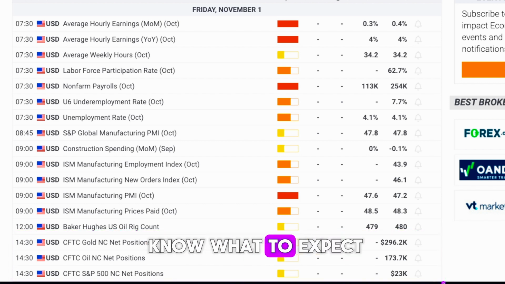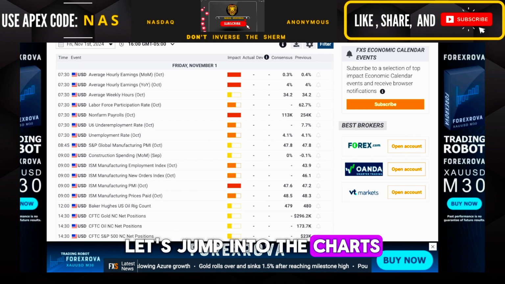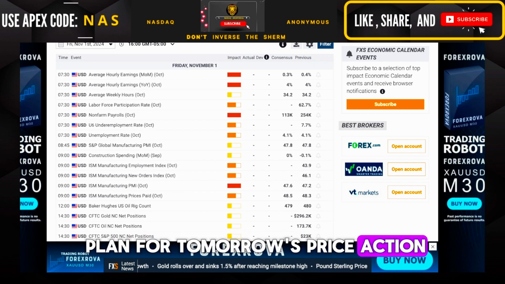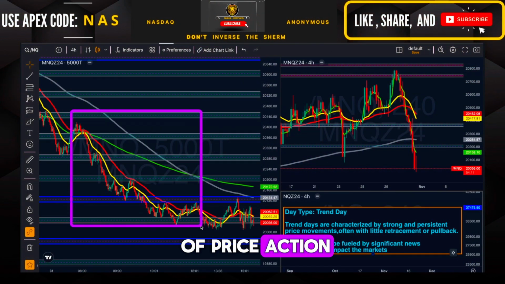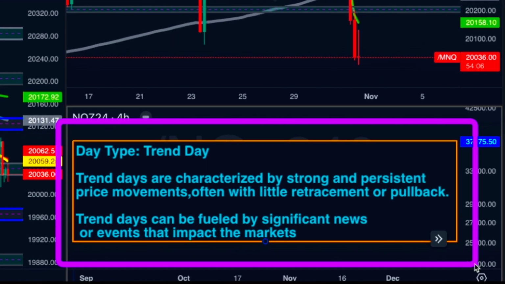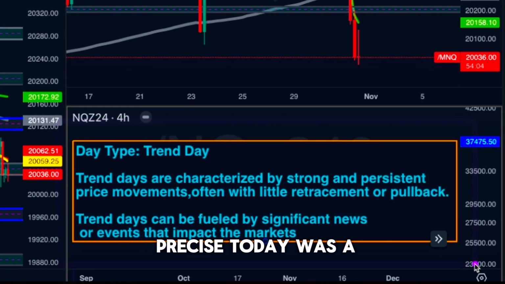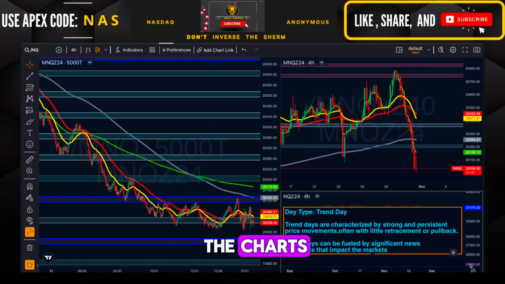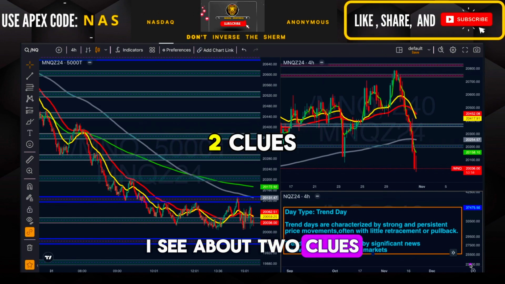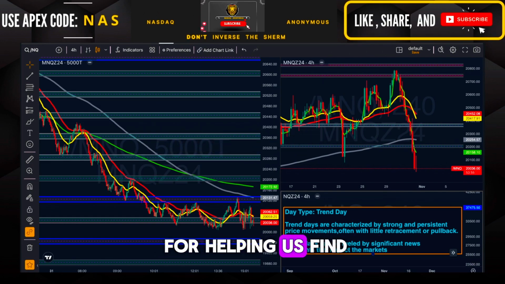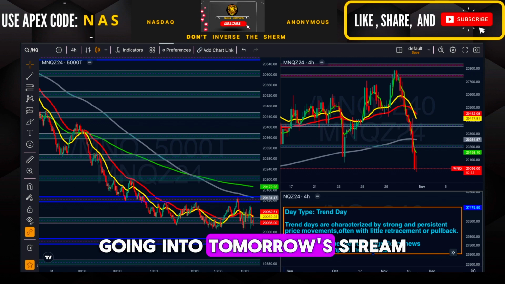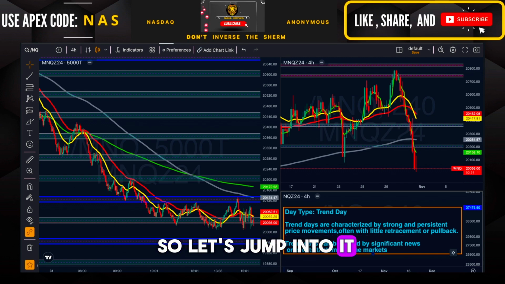And now that we know what to expect, let's jump into the charts and create a game plan for tomorrow's price action. This is the block of price action that we traded during today's stream, and today was definitely a trend day. And to be more precise, today was a mass sell-off day. And as I analyze the charts, I see about 2 clues that are going to be essential for helping us find the best trades going into tomorrow's stream. So let's jump into it.